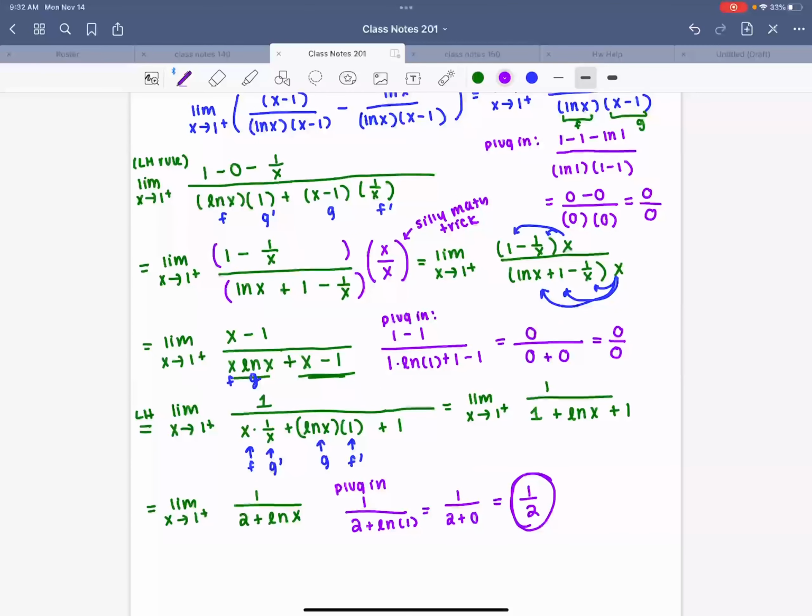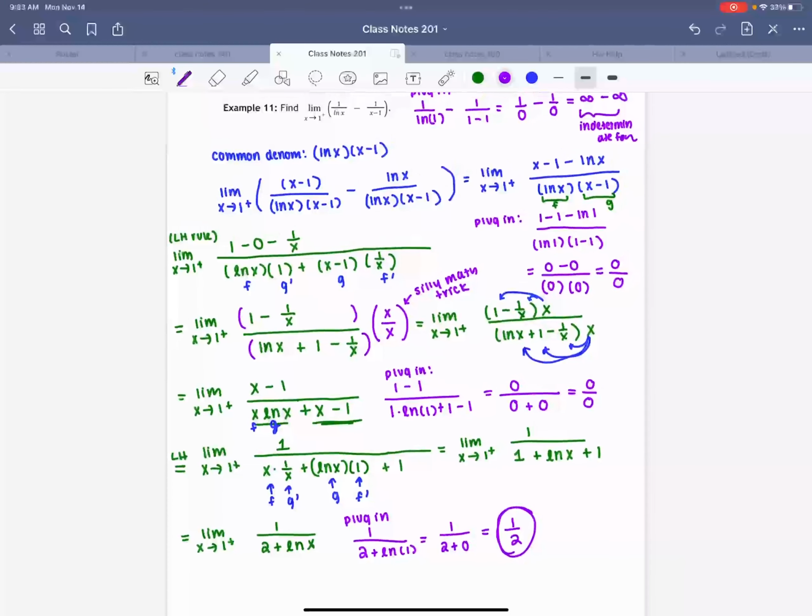That was a little much, wasn't it? I'm going to tell you, the subtraction questions get a little bit crazy. There are examples where they don't. I'm probably not going to give you something like this because it's just a lot of work. But we do know what to do when we see indeterminate forms with subtraction, right? Any questions on example 11?